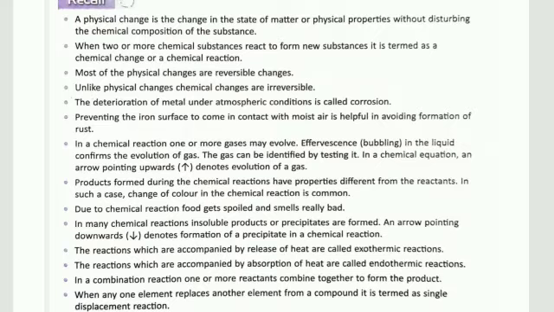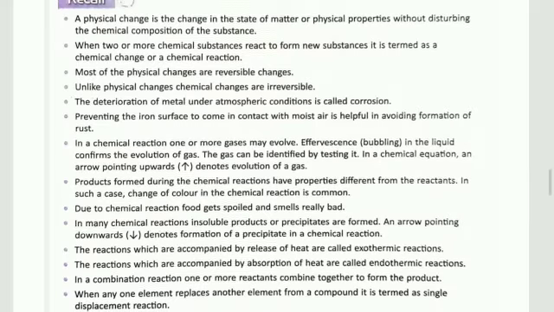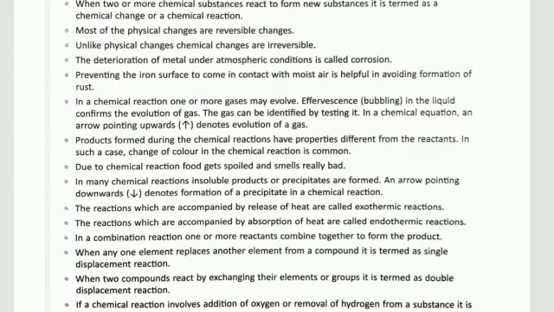In a chemical reaction, one or more gases may evolve. Effervescence, bubbling in the liquid, confirms the evolution of gas. An arrow pointing up means evolution of gas. Products formed during the chemical reaction have properties different from the reactants. Product is always different from the reactant. In such a case, change of color in a chemical reaction is common.